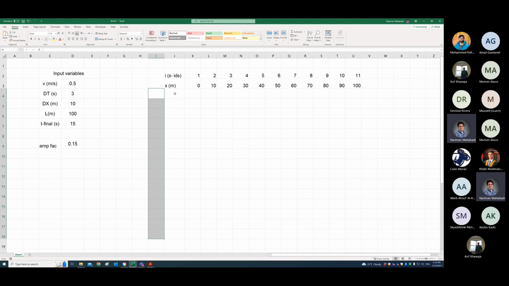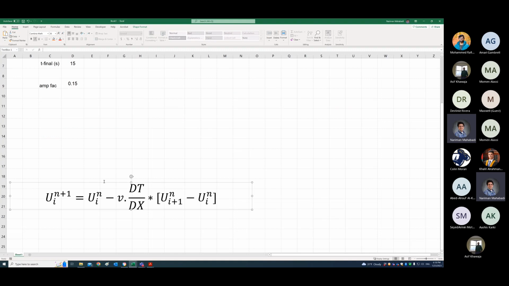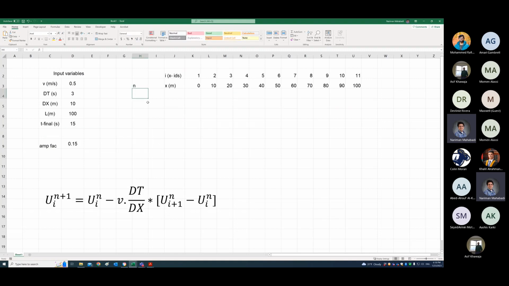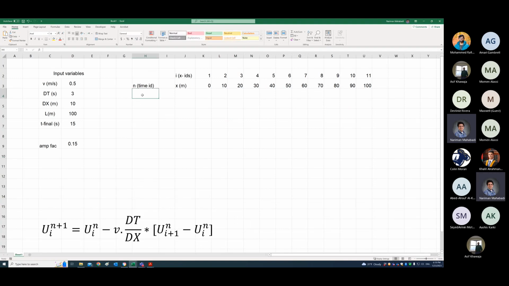Let's see how we can write this. If this is the n in terms of this equation, right? N stands for the integer for the time, or let's say these are the time ID. Now I'm going down, right, to the time space. So this is 1, 2, 3, 4, and so on.